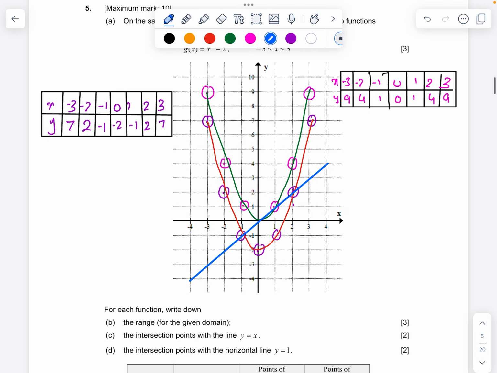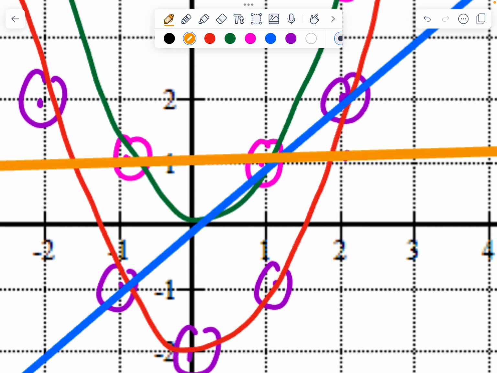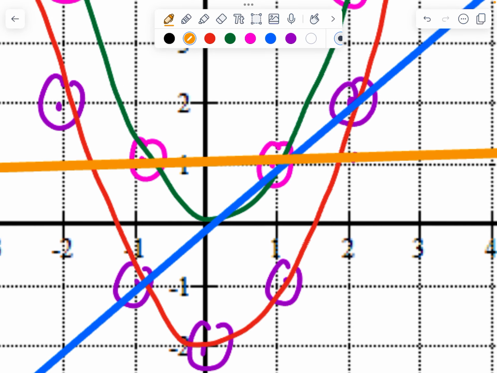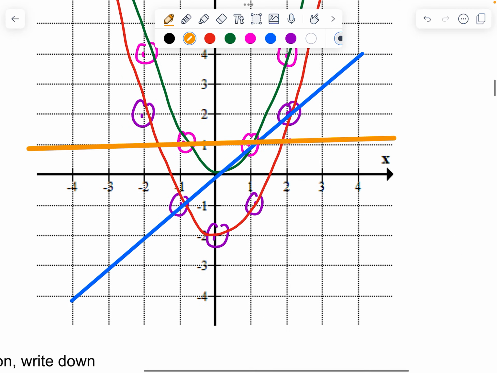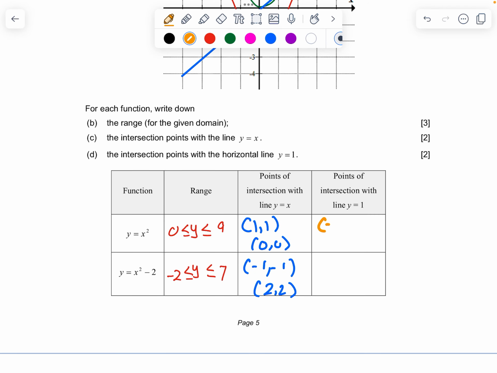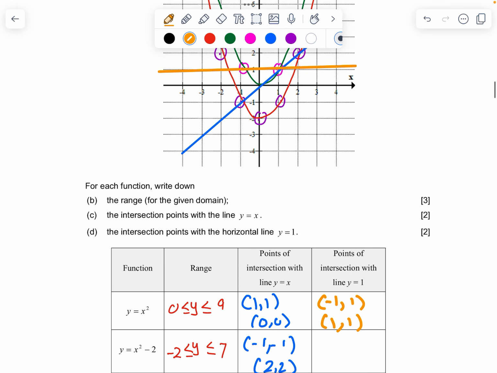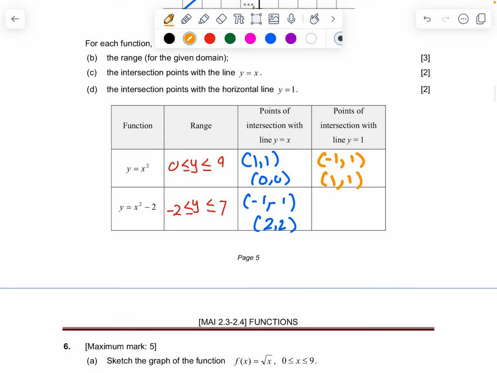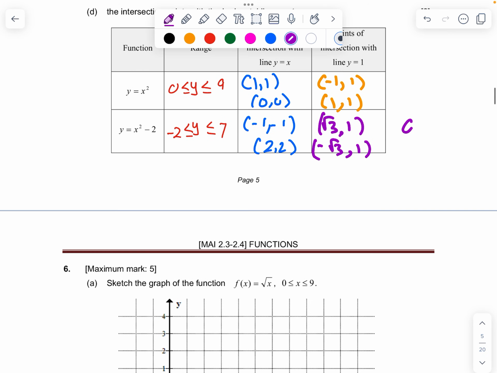Then y equals 1. I draw the line y equals 1. We can see that the green graph and the yellow line are intersecting at (-1, 1) and (1, 1). What about the next one? You can use the point of intersection from the GDC and get that answer. So the GDC will give you (-√3, 1) and (√3, 1). These are answers from the GDC, you can get that.